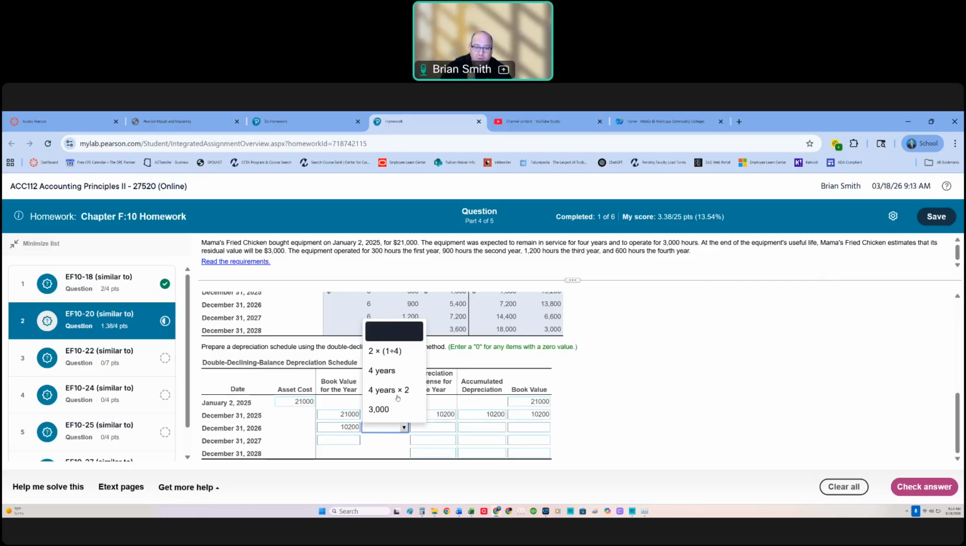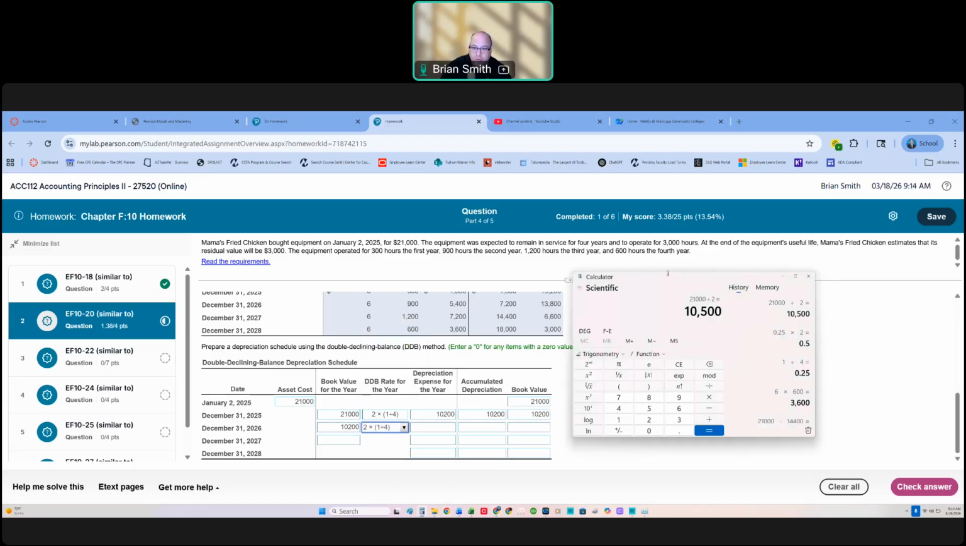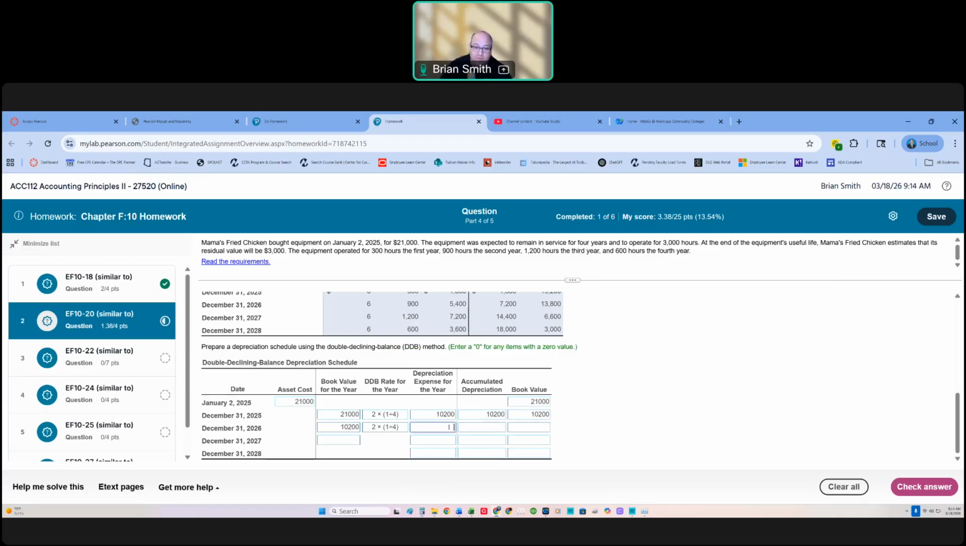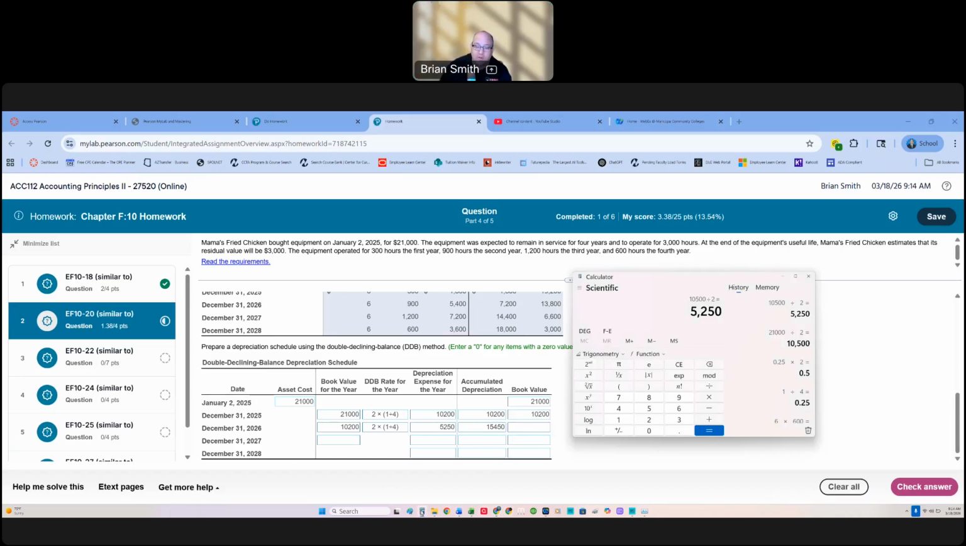So our double declining balance method stays the same. But now we have 10,500. We're going to divide that by 2. 5,250. Add that to 10,500 and we get 15,750. Pretty sure. I hope I did that math right.